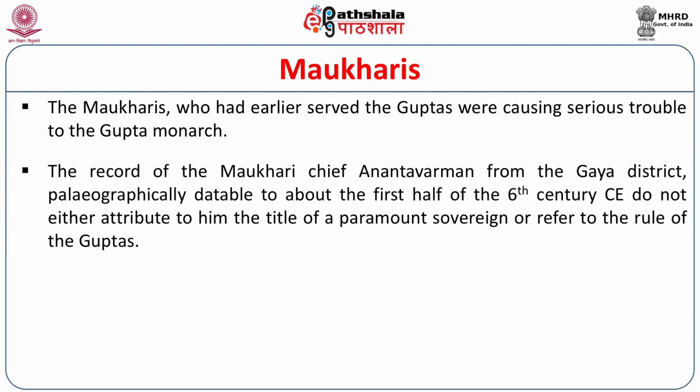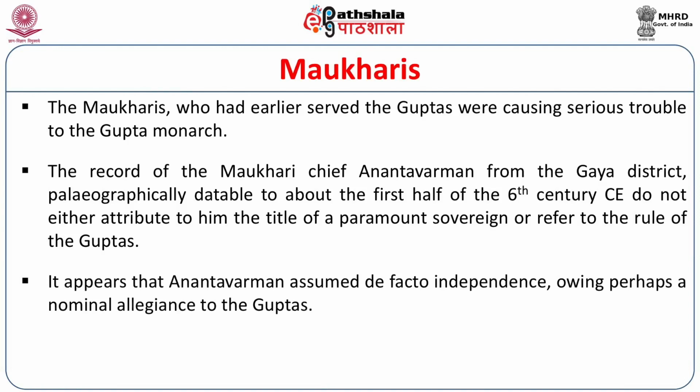The record of the Maukhari chief Anantavarman from the Gaya district, paleographically dated to about the first half of the 6th century, does not either attribute to him the title of a paramount sovereign or refer to the rule of the Guptas. So it appears that Anantavarman assumed de facto independence, owing perhaps a nominal allegiance to the Guptas. So this was a process where we find that the allegiances were shifted.